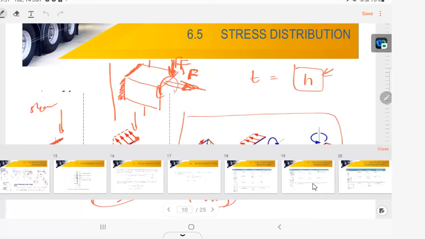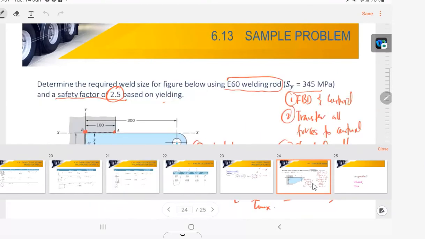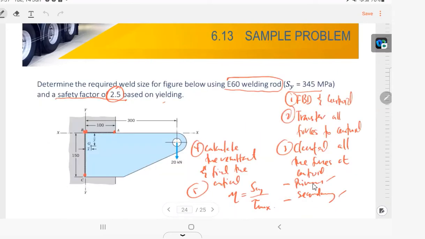Later at the end, what will you get? You will get the safety factor equation, 0.577 SY over T max. So this T max is equal to a function of T, the value T.